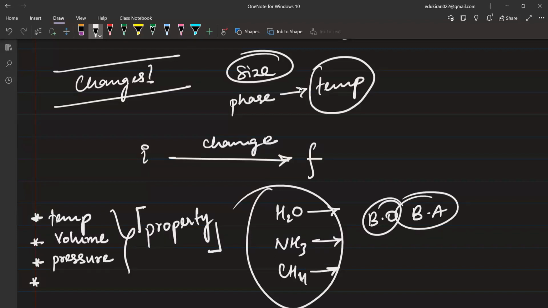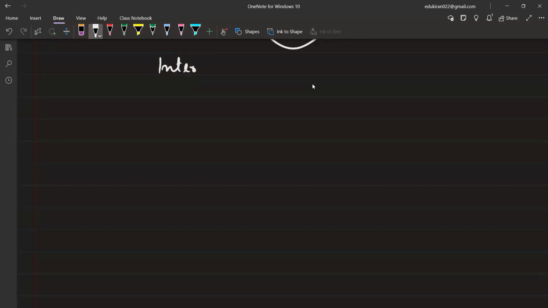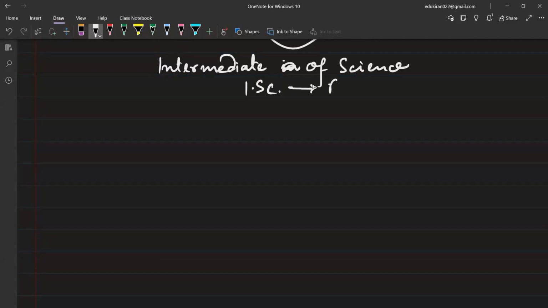Because when we study, there are two different types of properties. Look carefully, this scientific language should now come into you. Once you have done intermediate in science, that means +2, class 12th is intermediate. Class 10th is matriculation. Even in India, people talk in these terms, ISC. After ISC, you do BSc. After BSc, you do MSc.